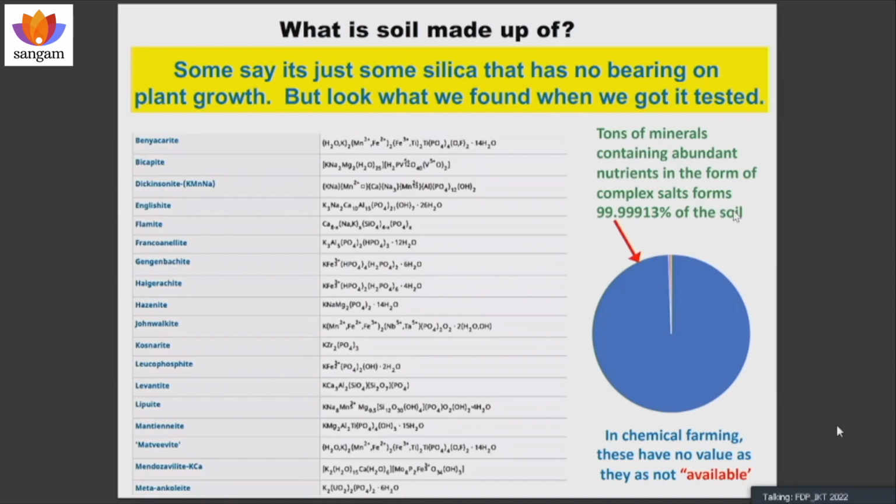Now, why wouldn't somebody tell me that I have everything, and that our cogent knowledge of ancient agriculture technologies gives me a way of tapping that? If somebody told me that, then I would not go to the market and buy bags and bags of urea and NPK and come and put it into my soil, right? But nobody tells you that.